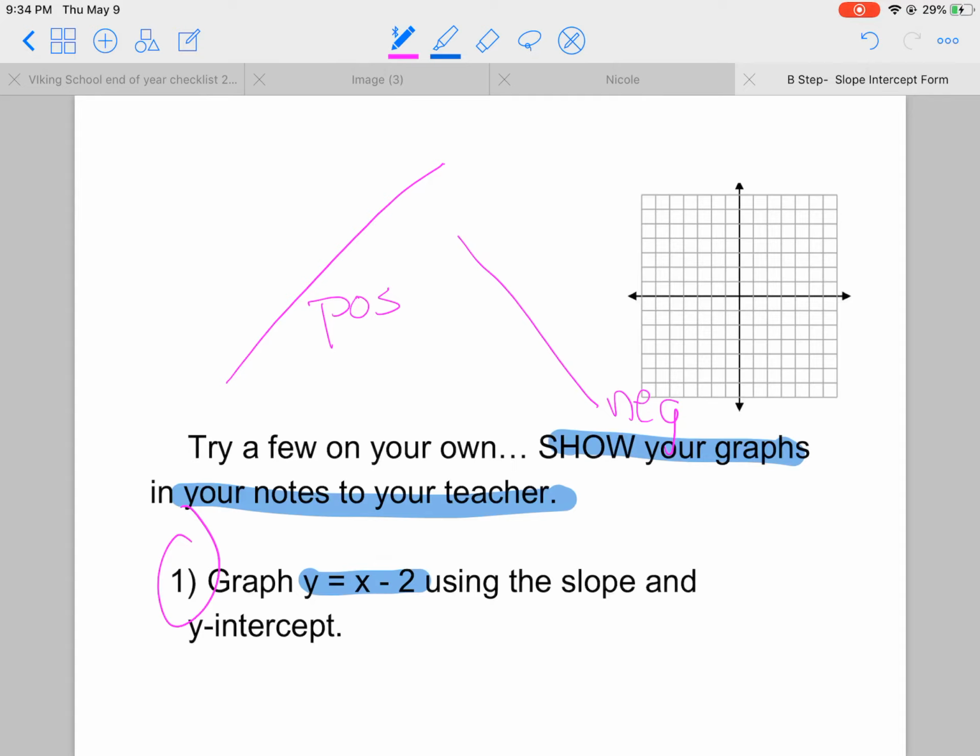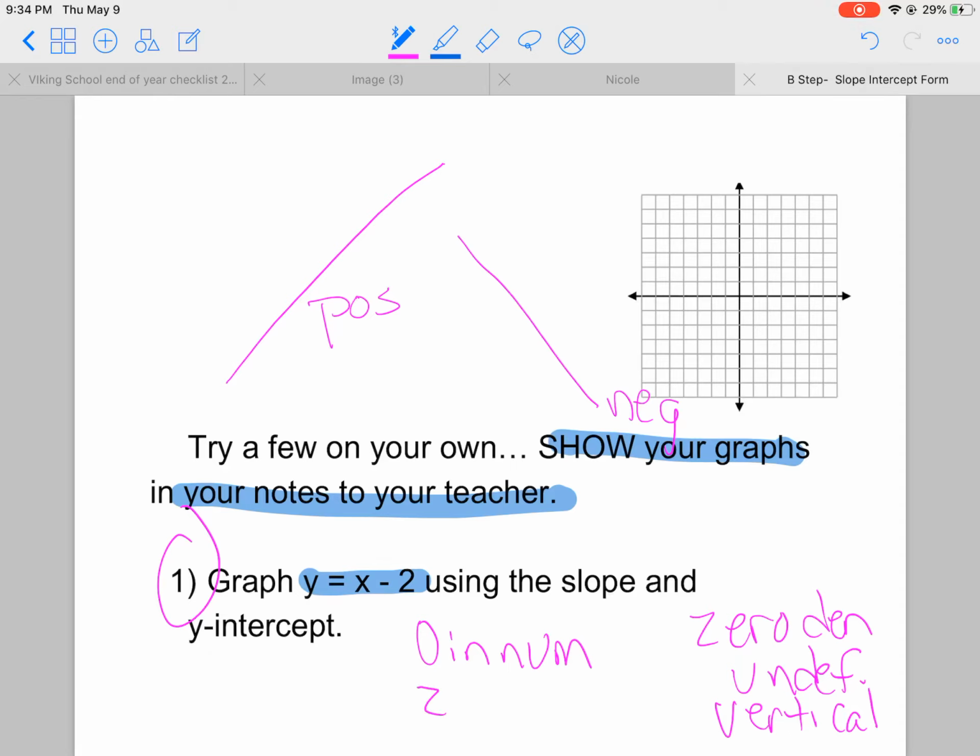And if it has 0 in the denominator, that means it's undefined. That means there's no change in the x. So the x is always the same. So it's a vertical line. If it's a 0 in the numerator, that means it's a 0 slope. No change in the y value. So it's a horizontal line.